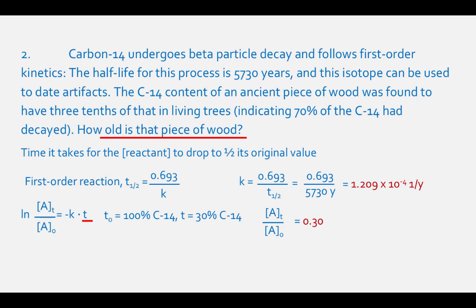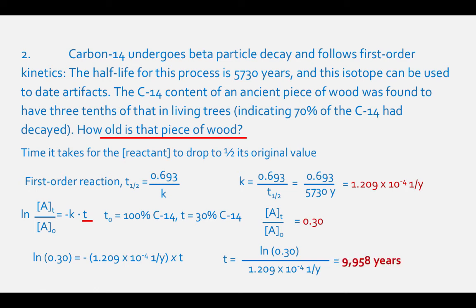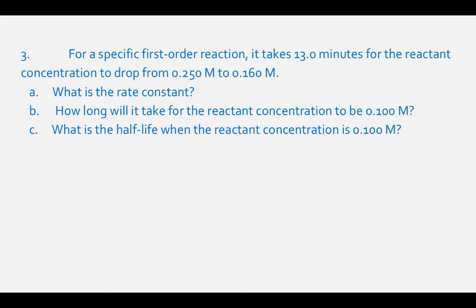Then our equation looks like the natural log of 0.30 equals negative 1.209 times 10 to the negative 4, 1 over years times our time. Our time is therefore equal to the natural log of 0.30 divided by negative 1.209 times 10 to the negative 4, 1 over years. The time, or the age of the wood, is therefore 9,958 years old.